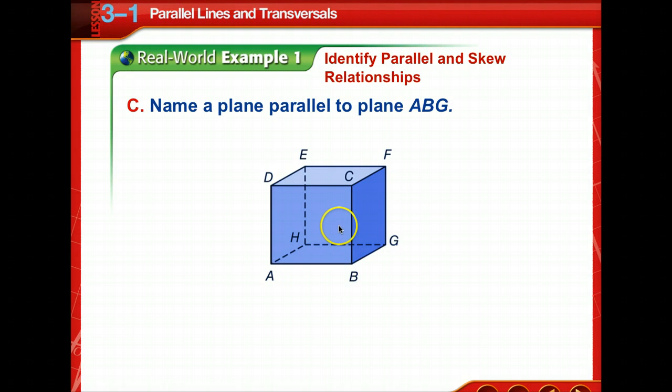Name a plane parallel to plane ABG. So first of all, let's find out ABG. Looks like you would also have H on it, huh? So we need to know a plane that's parallel to it. What do you think? This is the bottom. So CDE, the top, would be parallel on this cube.